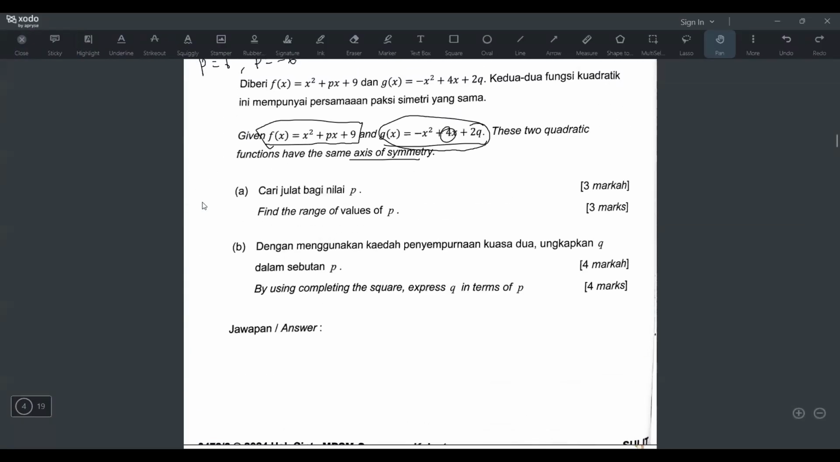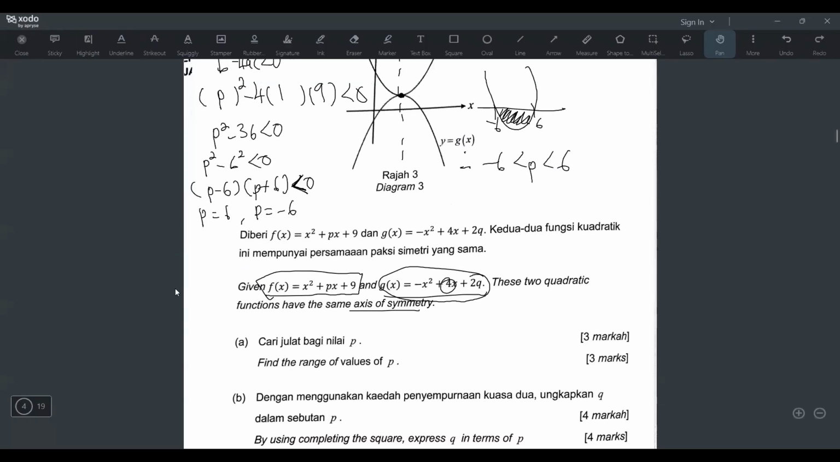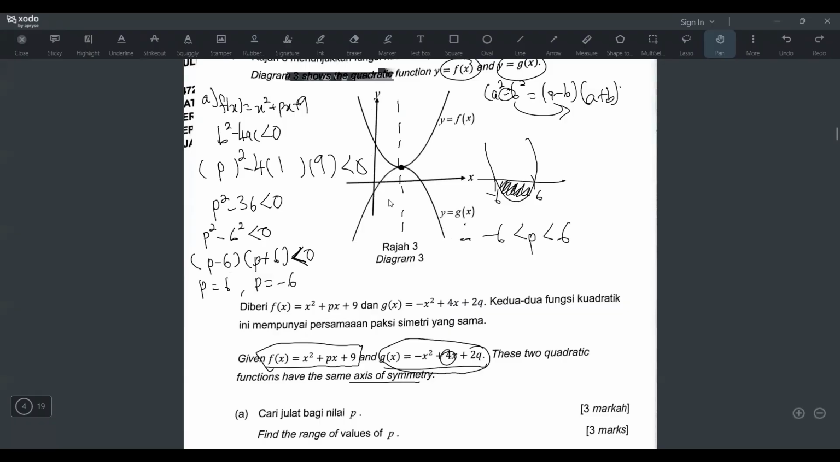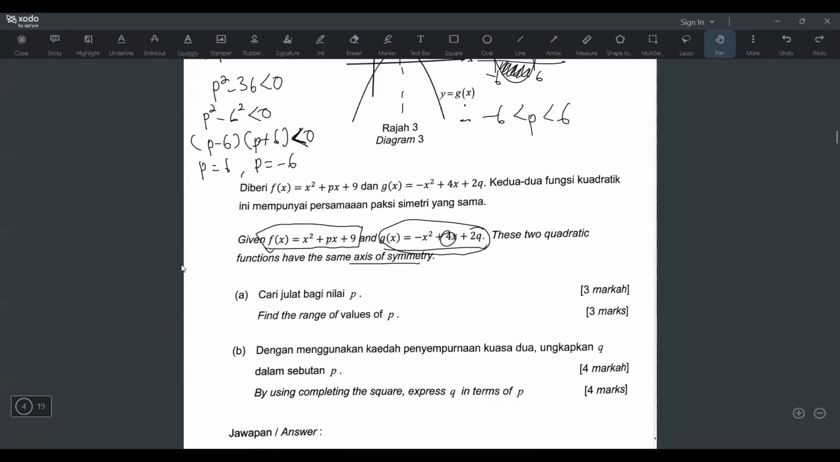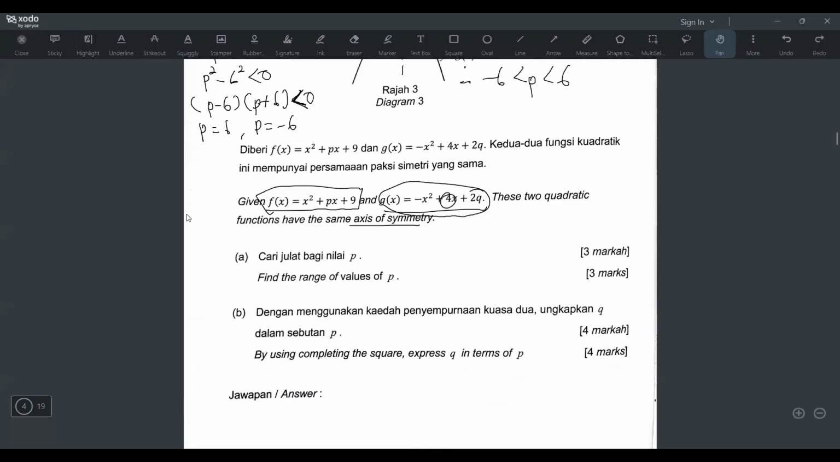Now we can do B, right? So B says by using completing the square, express Q in terms of P. So what I have to do now is to do completing the square for both equations, and then maybe take out the turning point to compare. I don't know. Let's do completing the square first.